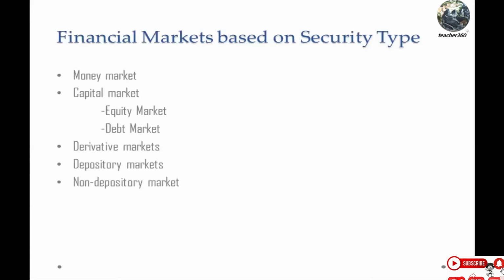Depository markets. In the depository market, depository institutions mainly play their basic role. Depository institutions are financial institutions such as savings banks, commercial banks, savings and loan associations, or credit unions that are legally allowed to accept monetary deposits from consumers. It contributes to the economy by lending much of the money saved by depositors.